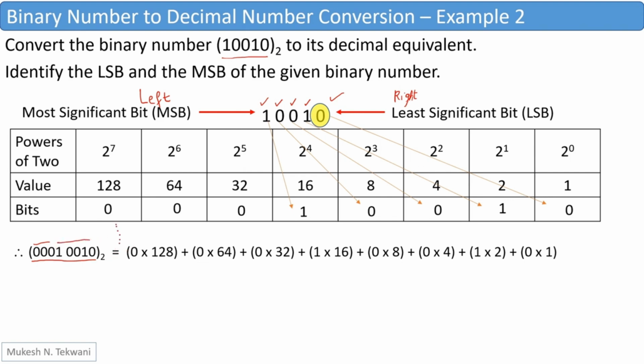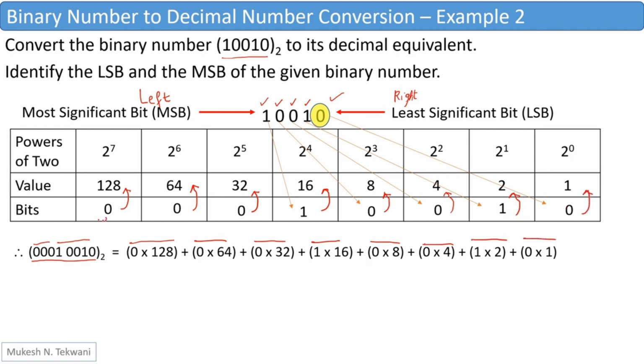This is equivalent to, now let us see, we again multiply each bit with the corresponding value. So 0 into 128 plus, we'll have 0 into 64 plus, we have 0 into 32 plus 1 into 16 plus 0 into 8 plus 0 into 4 plus 1 into 2 plus the 0 into 1.